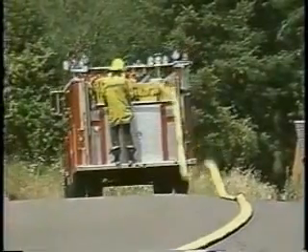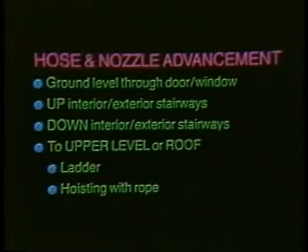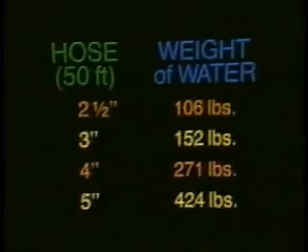The valve is located below the frost line to prevent damage to the hydrant through freezing. Once the water supply has been established, hoses and nozzles can be advanced for several purposes: establishment of attack lines, establishment of exposure protection, to extend existing lines, or to replace damaged, destroyed, or poorly located lines. As a general rule, hoses should be dry or drained before they are advanced. Hose weight greatly increases when charged or filled with water. For example, a 50-foot section of 2.5-inch hose contains over 100 pounds of water when charged. This weight does not include the weight of hose and couplings.